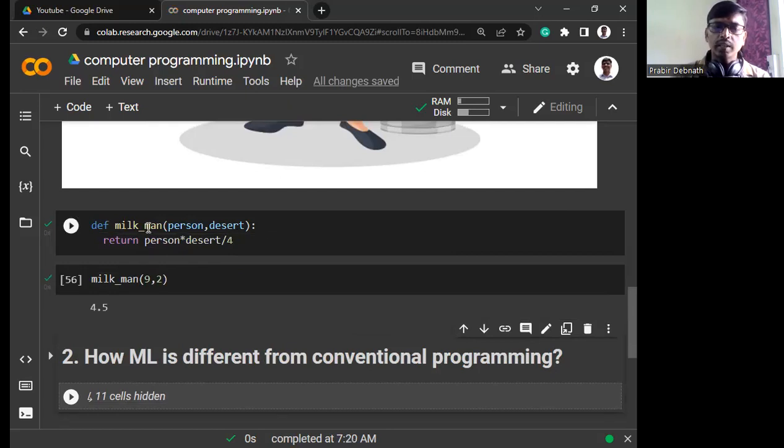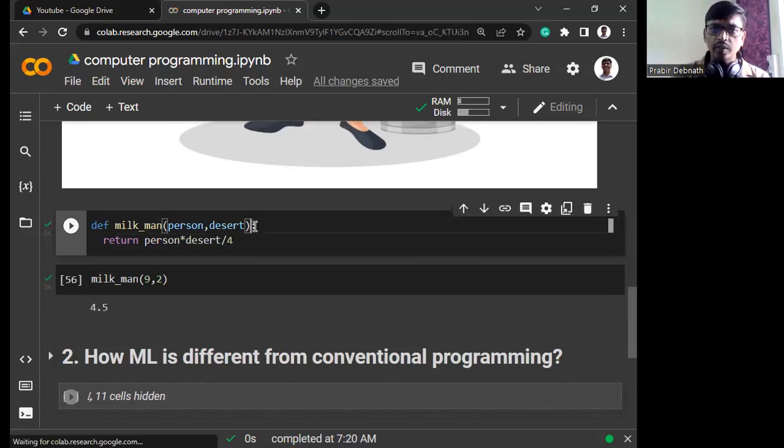So these are the identifiers, and here we can see there is colon, comma. These are the punctuations, and we can see multiplication and division operator, and 4 as the literal or data.